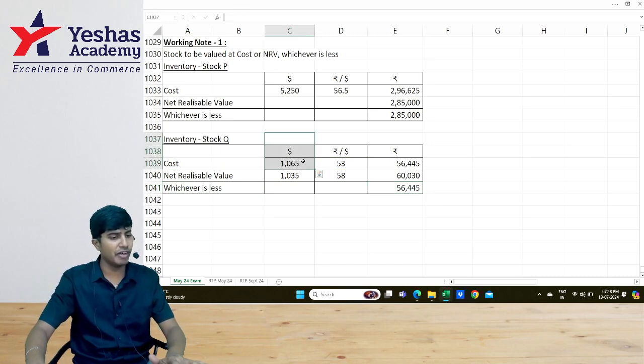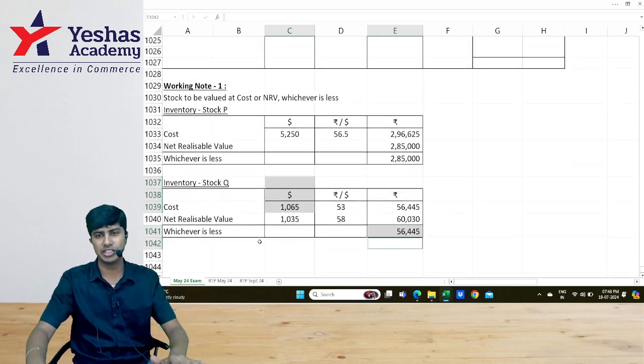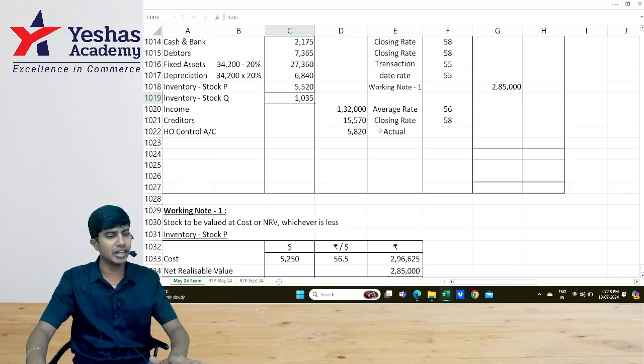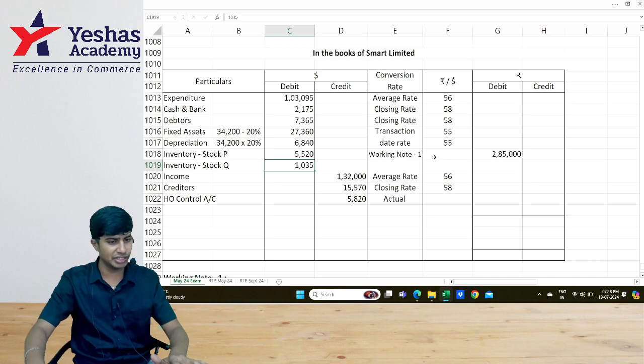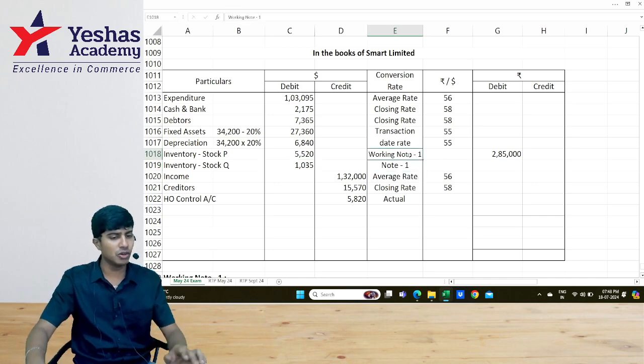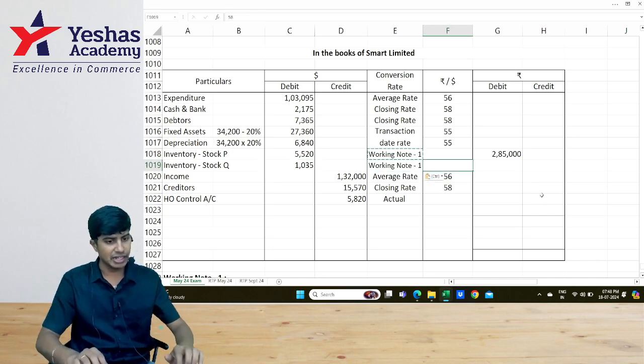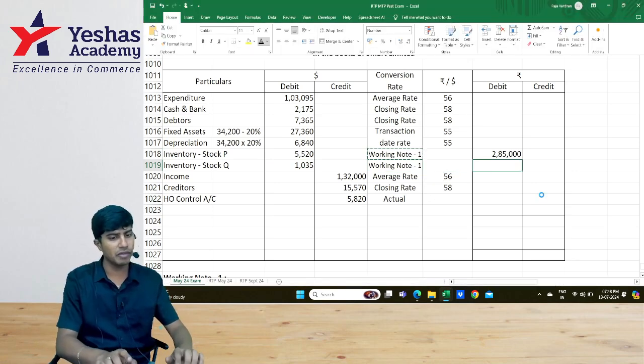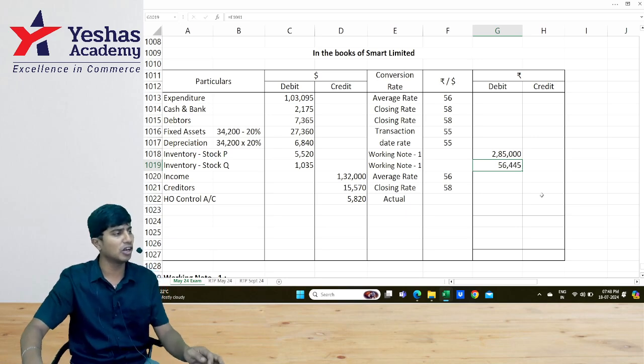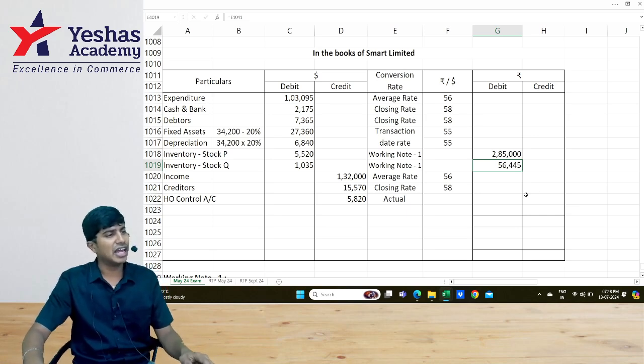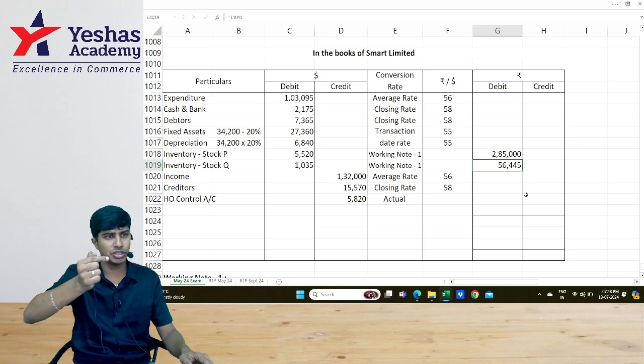The trial balance would have recorded 1065 in dollars. In rupees, I'll record 56,445, which is the exact conversion. So let me write here inventory Q in dollars, it is 1035. We've done a detailed working note for this item. And if you're talking about the Indian rupee value, it is 56,445. And I've read the question in the same order in which the question is given.